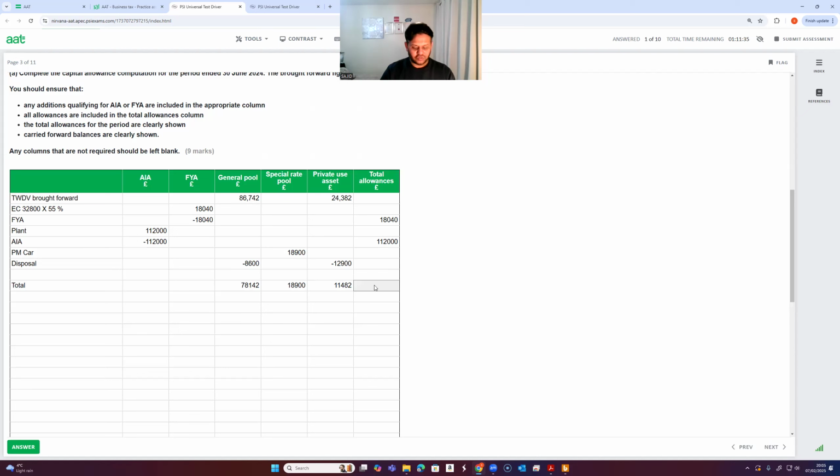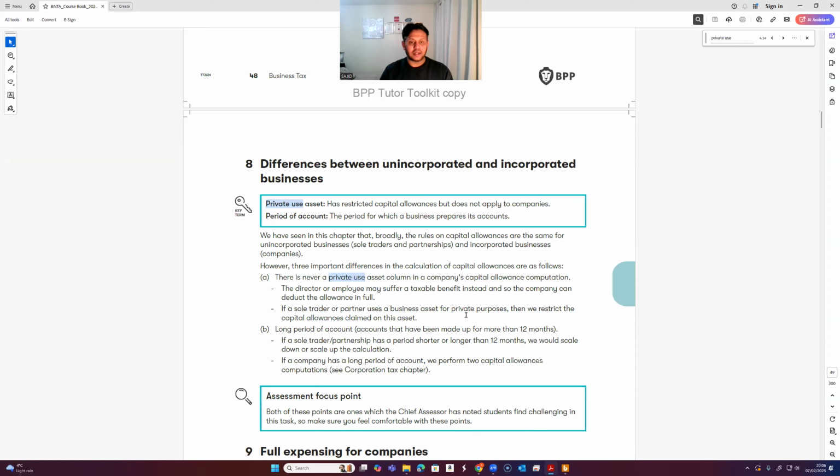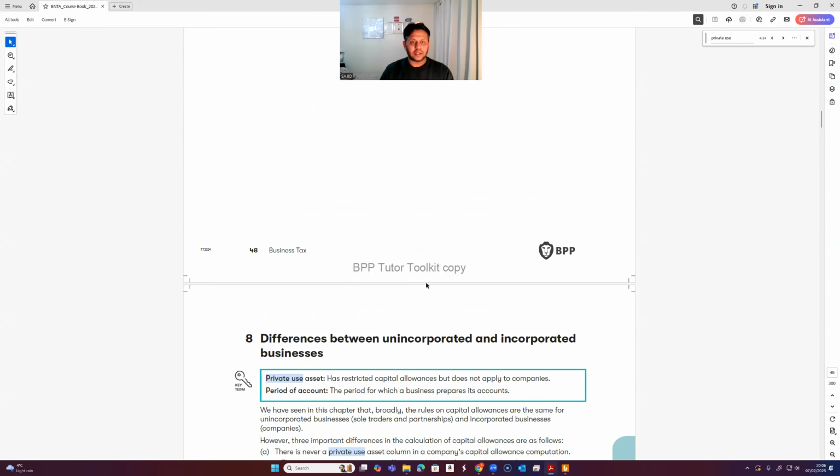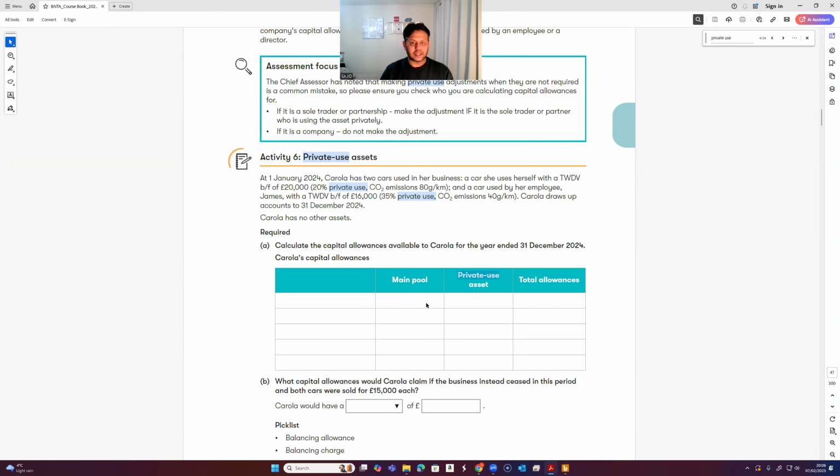And my allowance so far, how much is the total allowance? So far we have 112,040 plus 18,040. That gives me 130,040. All right. Now we need to look at our next thing. The next thing we have here, the balancing adjustment. Because this car, the private use car, if you remember from the books, if you have a private use car and if you sell it, then it will create the balancing charge or the balancing allowance.